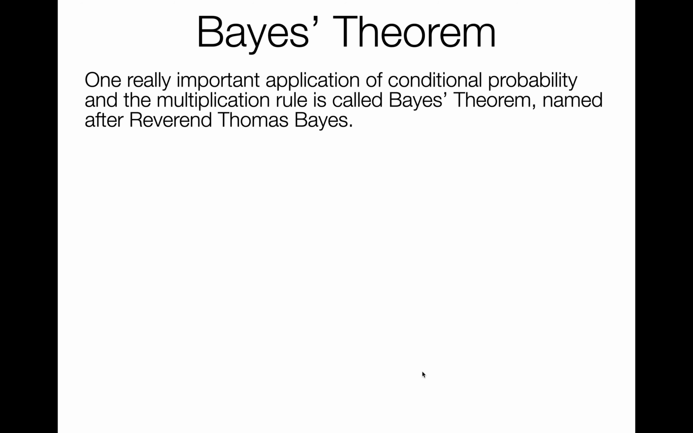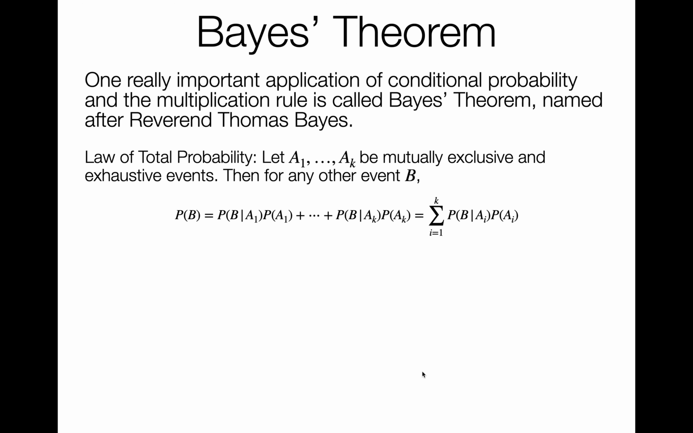Hi everyone. In this video, we're going to talk about Bayes' theorem. One really important application of conditional probability and the multiplication rule that we saw in the last video is called Bayes' theorem. It's named after a man named Reverend Sir Thomas Bayes. He was knighted for his work in statistics and probability.